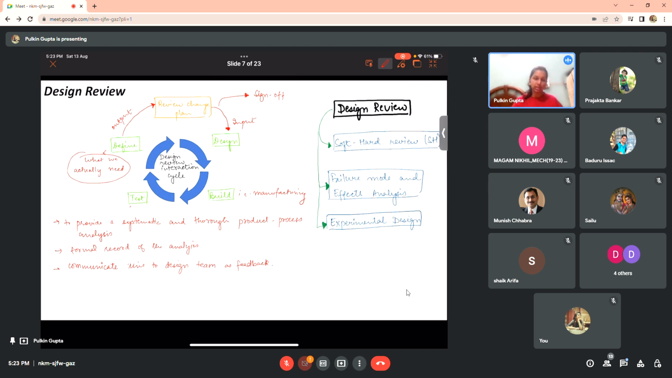Now, when we have tested it out, we go back to the definition and check if this is what we needed. Then this output is fed to the review change plan, or this design review process. If it is fine and up to the mark, we sign off and the process is complete. But if it is not, then this is given as input again to the design team. So this cycle goes on operating until we have an optimum design.